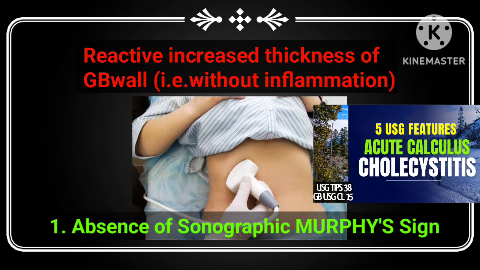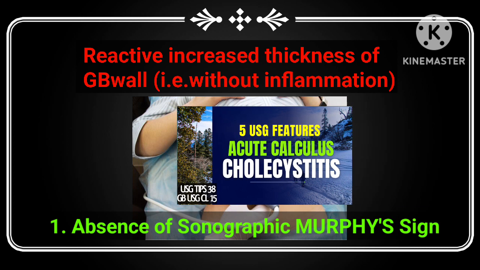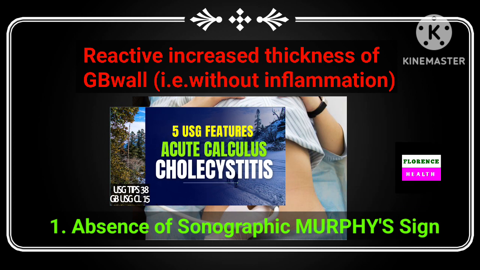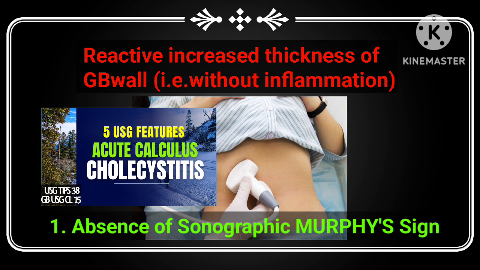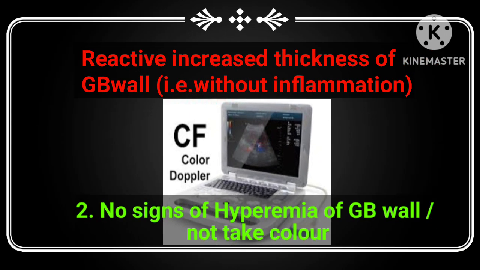First, due to absence of inflammation, there is absence of sonographic Murphy sign. What is sonographic Murphy sign? Please go through my previous video. Second, due to non-inflammatory conditions, on taking the help of color box, there will be no sign of hyperemia of the gallbladder wall. That means the gallbladder wall will not take color, which is present in acute inflammation.